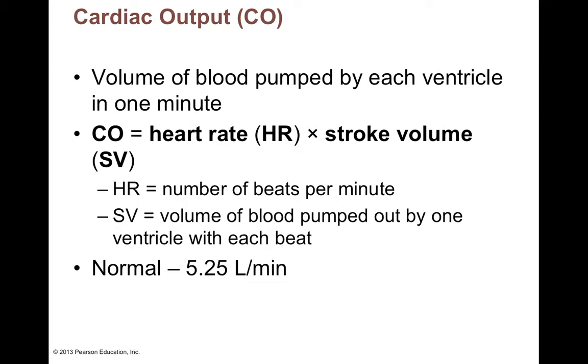So it turns out, you guys, that your cardiac output at rest is right around 5 liters of blood. So what's your blood volume? What's your total blood volume in your body?